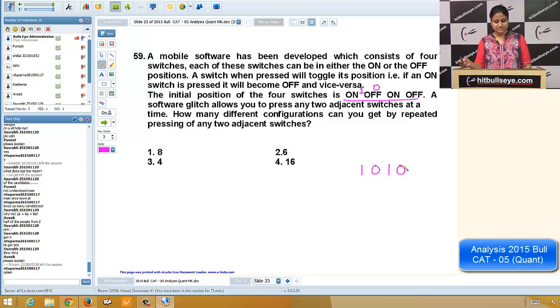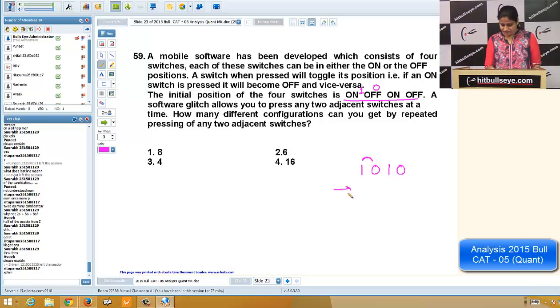A software glitch allows you to press any 2 adjacent switches. We are pressing any 2 adjacent switches at a time. How many different configurations can you get by repeatedly pressing any 2 adjacent switches? So let us see, Avik and Rituparna. That was the complete story.